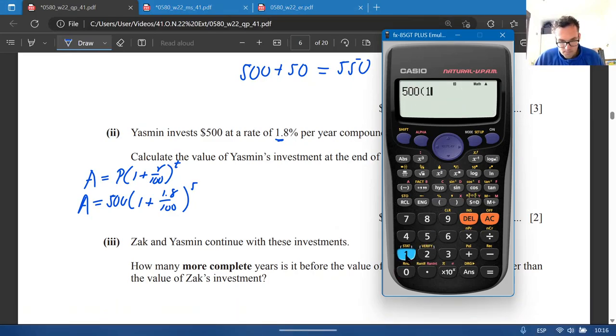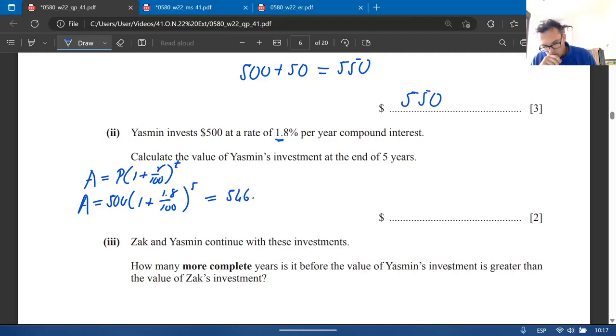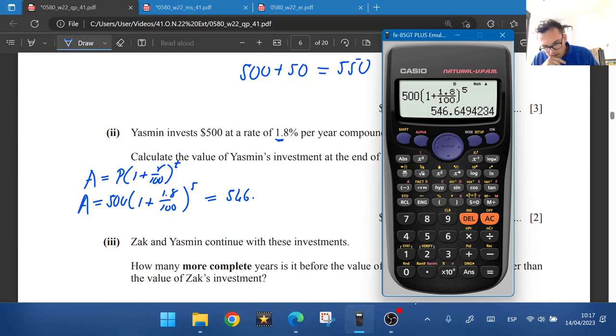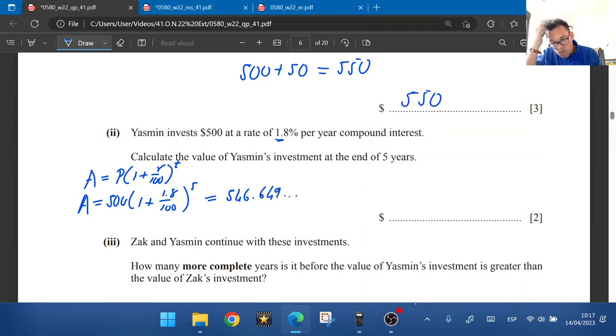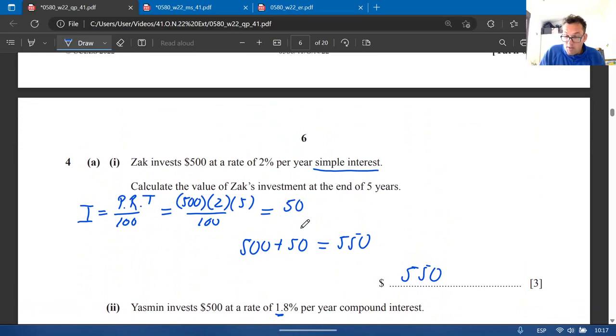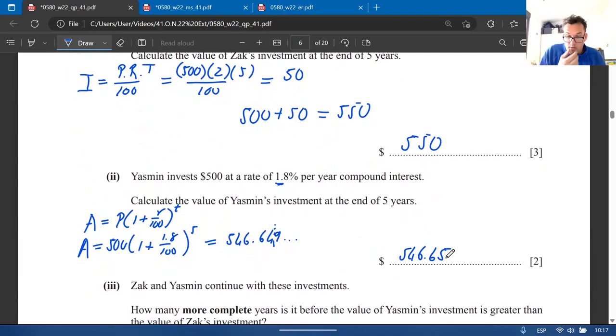500, 1 plus 1.8 over 100, bracket to the power of 5, 546.649. Okay, and it's money, so it's always wise to round it to two decimal places. So that's 546.65. Check now, yeah? The compound interest formula gives you the value of the investment, not just the interest. Whereas with simple interest, it only gives you the interest, only the extra money the bank pays you. Compound just gives you the total value of the whole investment.